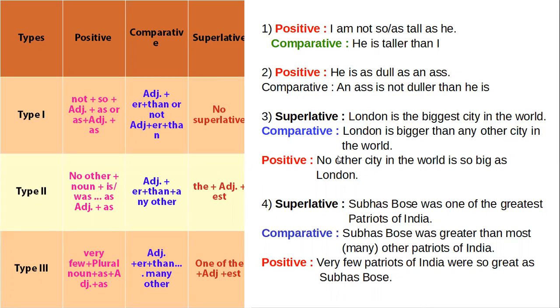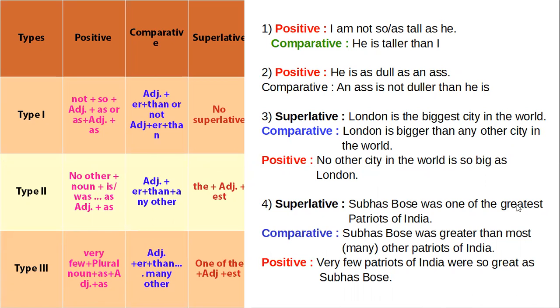How will you change it to the positive degree? What is the formula? No other plus noun plus is or was plus so plus adjective plus as. So here: No other city in the world is so big as London. Then coming to the fourth one, superlative.